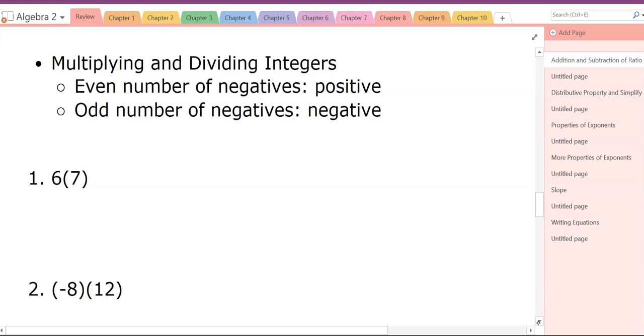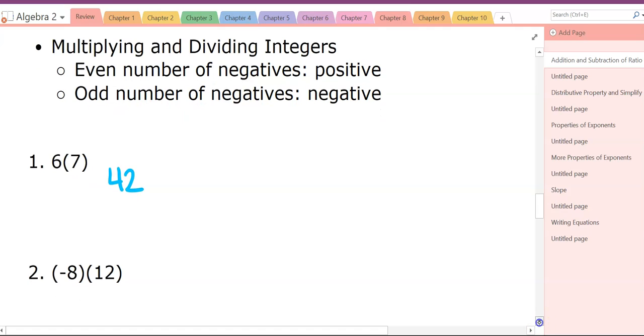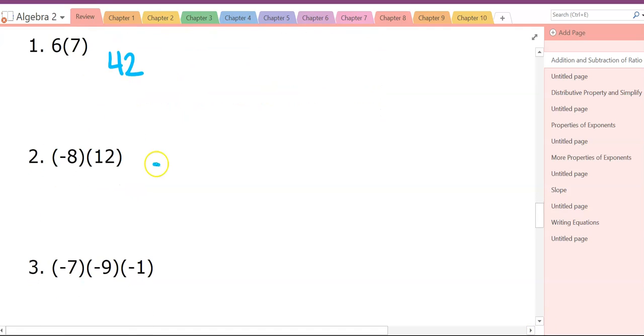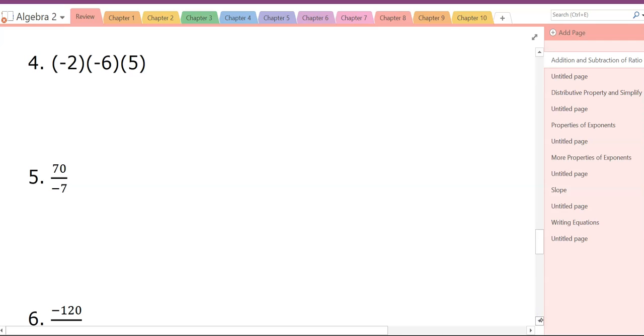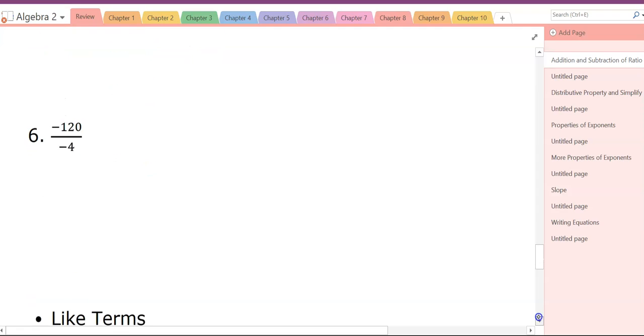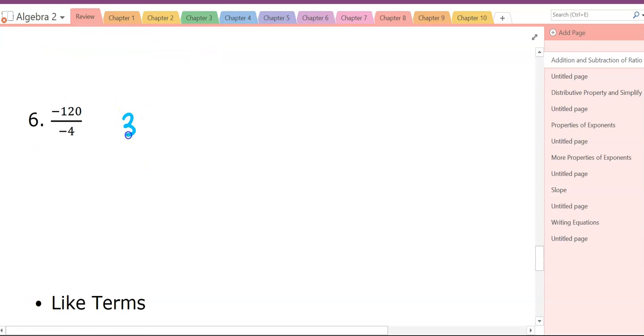Starting with 6 times 7, that should just be 42. For number 2, negative 8 times 12 is going to be negative 96. And for 3, we should have negative 63. Continuing on here, number 4, if you multiply, you should end up with positive 60. For number 5, it should be negative 10. And for 6, it should be positive 30.